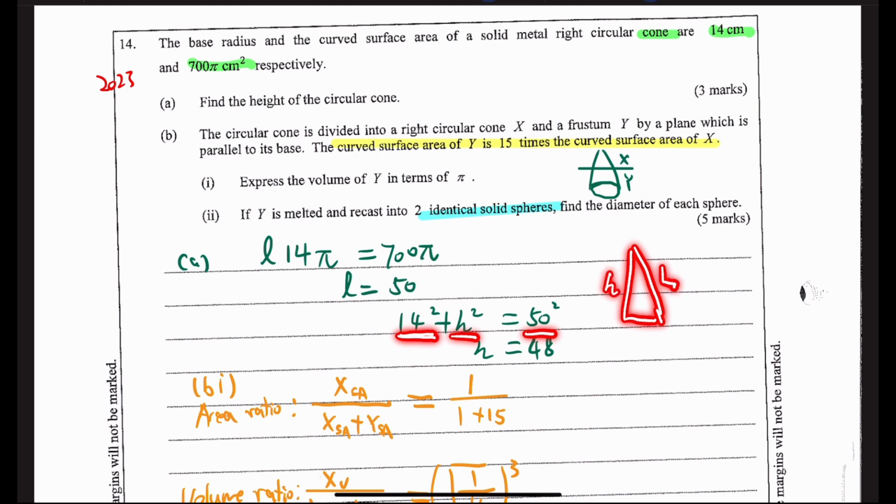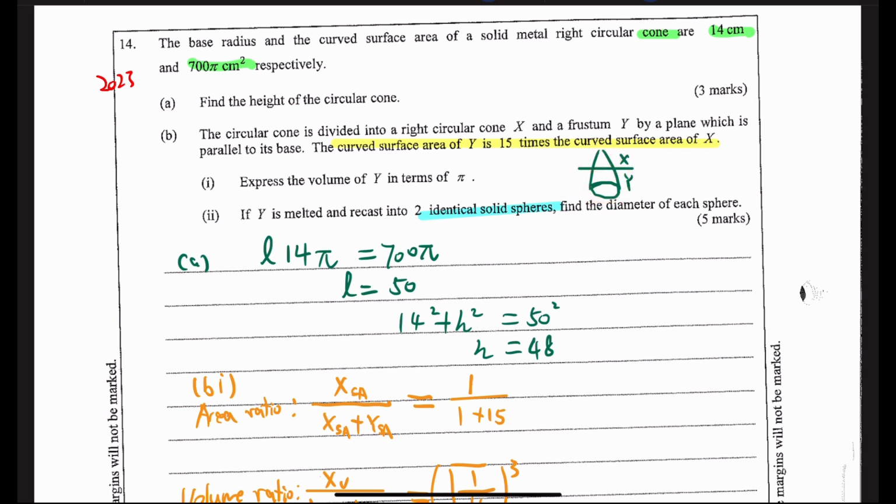And then the height is this one, the radius is this one. So it's Pythagorean. So we find out the height equals 48. And then the circular cone here is divided into one smaller cone and a frustum, okay? The curved surface area of y, which is the frustum, is 15 times the curved surface area of x.